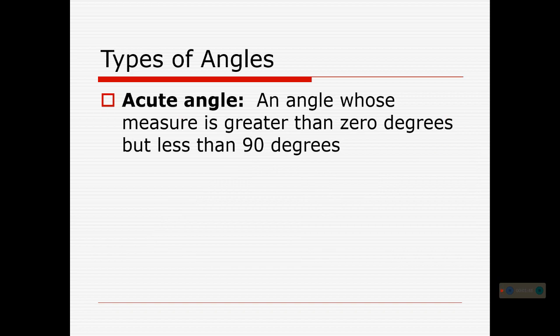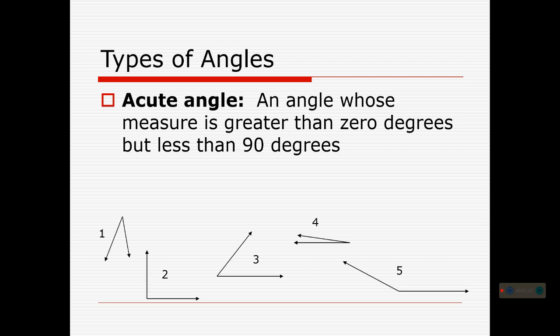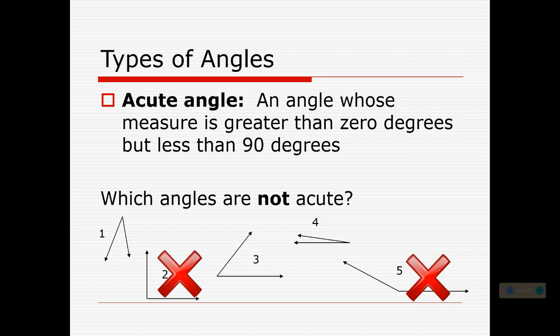So we have four types of angle. The first one is acute angle, an angle whose measure is greater than 0 degrees but less than 90 degrees. Okay, so I have here 5 figures and you are going to answer the question, which angles are not acute? So again, the definition of acute angle is an angle greater than 0 but less than 90 degrees. So, which are not acute? Which do you think? That's correct. We have angle number 2 and number 5.